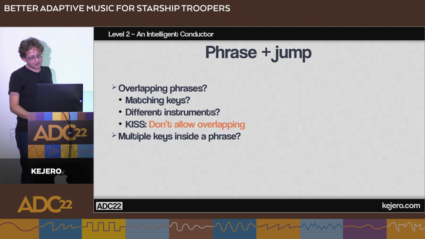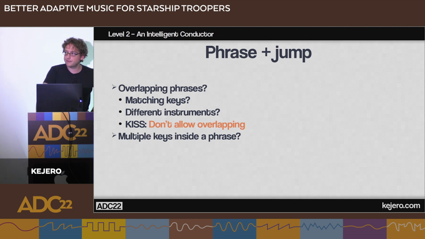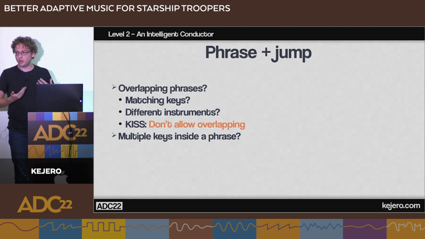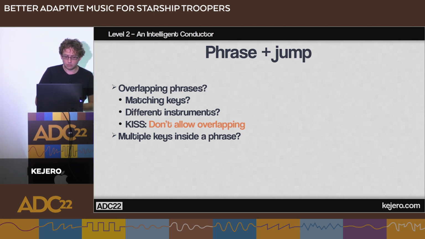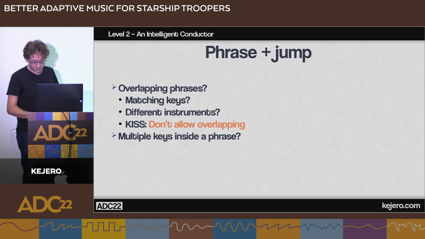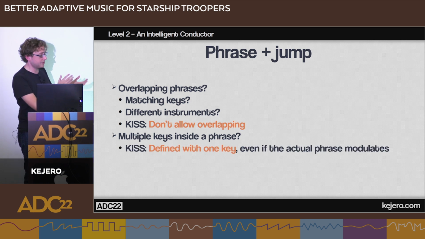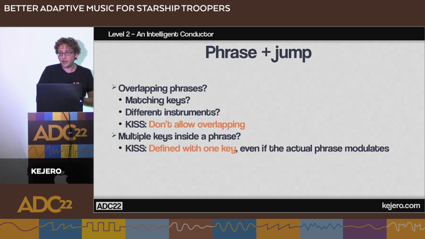But what happens if the key changes in a phrase? Because remember, I wanted to write music that has a lot of key modulations. And if I have a phrase that lasts 4 measures, I don't want to be restricted so that I could only write that entire phrase in one key. Again, I kept it very simple there. As far as BAM is concerned, every phrase is just in one key.